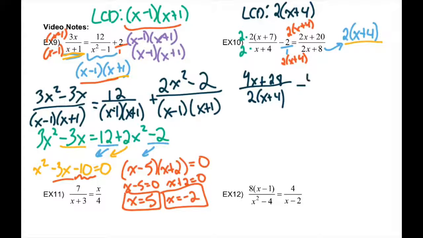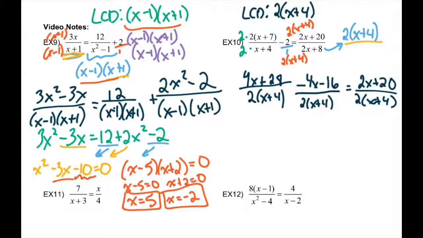So that's really going to be negative 4x minus 16, because we got 2 times 2 times 4, all over our least common denominator, and then that last fraction we don't need to touch. So now we have that least common denominator everywhere, which is great. That means we can get rid of it all. So we have 4x plus 28 minus 4x minus 16 equals 2x plus 20.